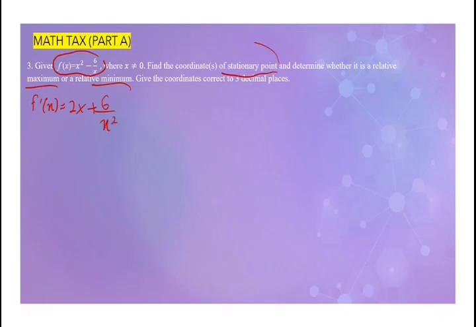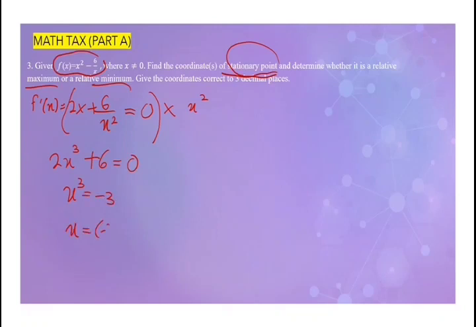And how to find the stationary point? We always equate our first derivative with 0. So you solve this equation to get the value of x. So I multiply both sides by x squared. So I get 2x cubed plus 6 is equal to 0. And then x cubed is equal to negative 3, and x is equal to negative 3 to the power of 1 over 3. Or by using a calculator, you get x is equal to negative 1.442.